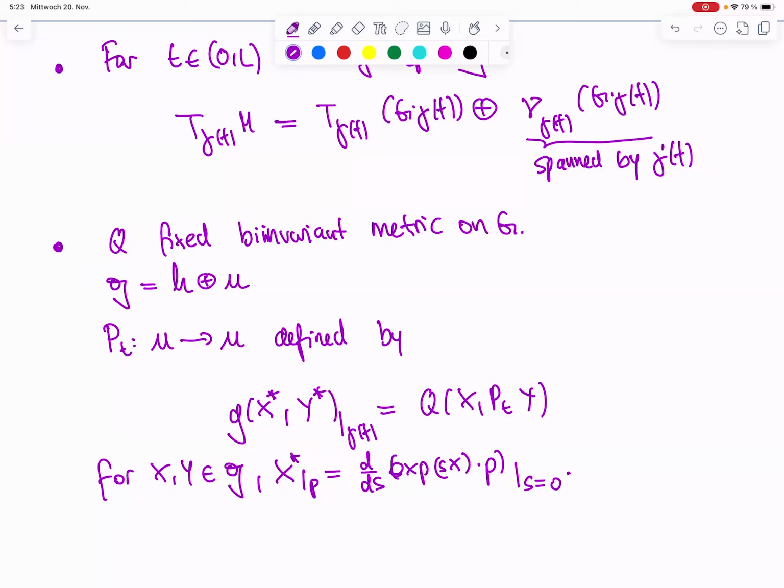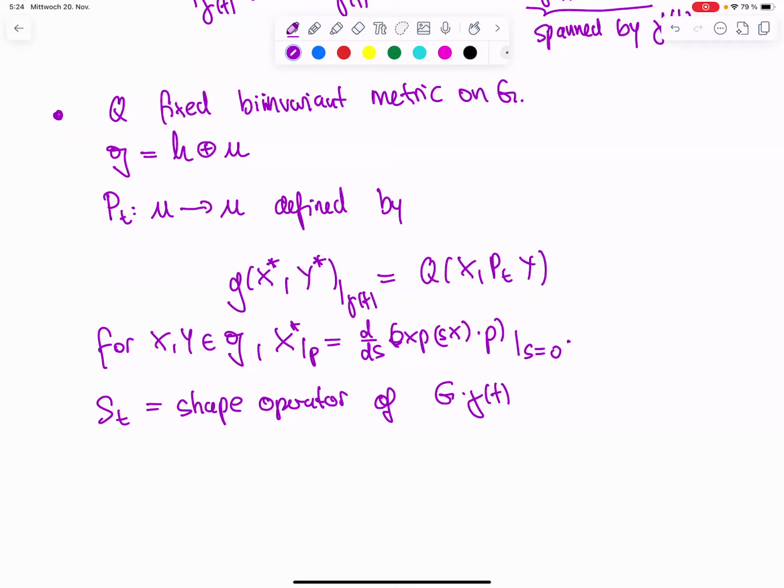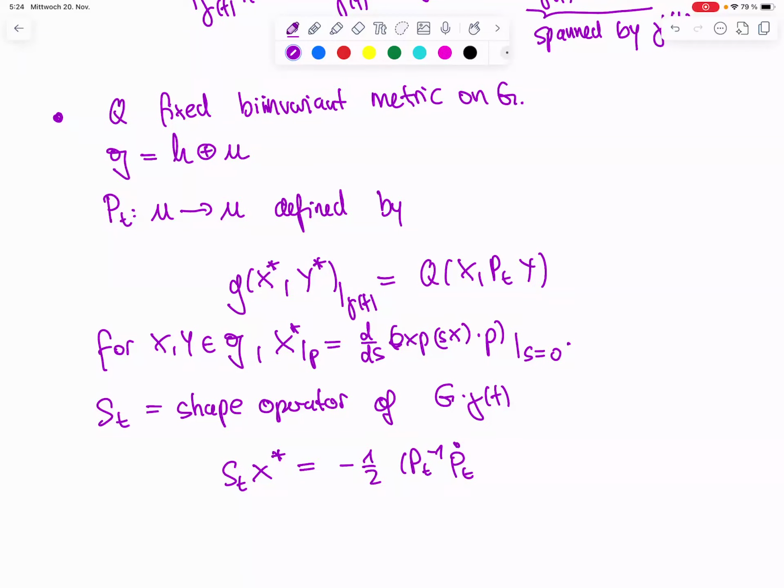And this family P_t encodes the matrix g_t and contains information about the extrinsic geometry of the principal orbits. For instance, it is possible to express the shape operator of the orbit G dot gamma(t) in terms of these endomorphisms. So S_t is the shape operator of the orbit G dot gamma(t), and one can show by a straightforward calculation that we can encode this in terms of this P_t, and that this formula holds true. This formula already shows that P_t is of importance.